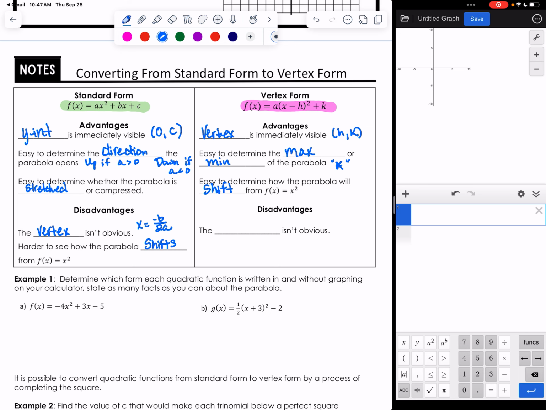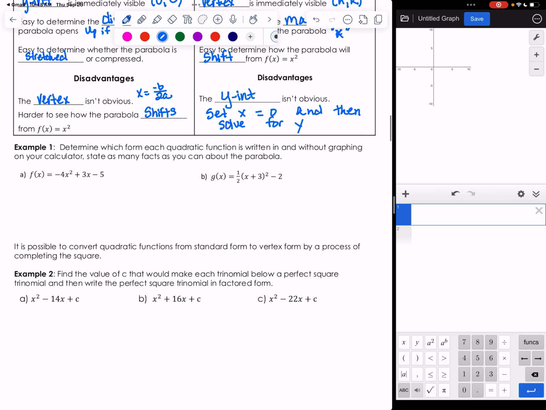Now, one disadvantage of vertex form is that the y-intercept is not obvious. To find the y-intercept, you would have to set x equal to 0 and then solve for y, and that can kind of be a lengthy process. So if you're needing to know the y-intercept of a function, it's generally better for the function to be written in standard form.